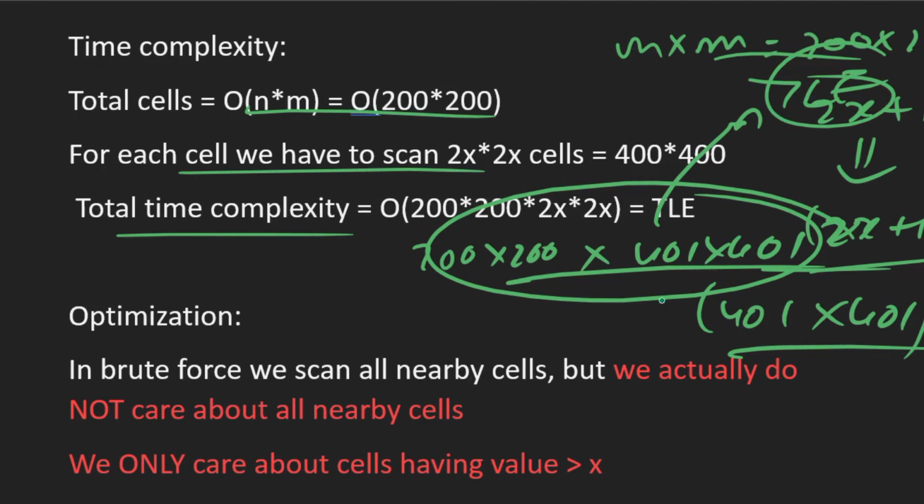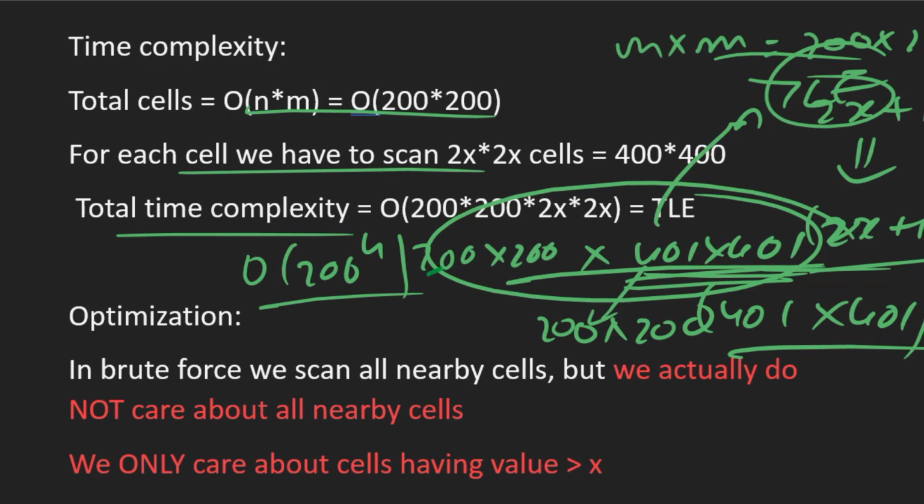Now you may say that we don't have 401 cells into 401 cells. So let's say in the worst case it will be 200 into 200. So the total time complexity is big O of 200 to the power 4. So it will also give us time limit exceeded. So this brute force approach won't work. So what we'll do is we'll optimize our solution.